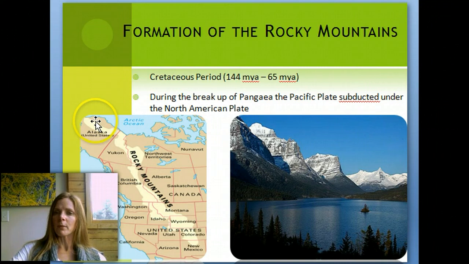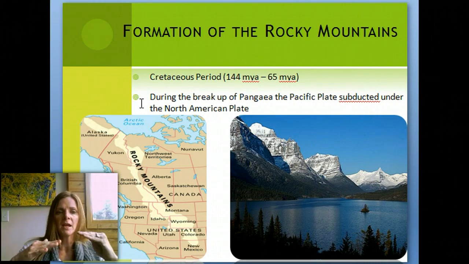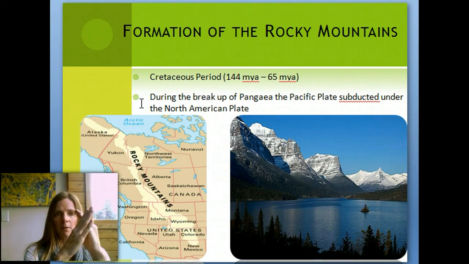So a little bit about the formation of the Rocky Mountains, since we do live here. This is during the Cretaceous period. During the breakup of Pangaea, the Pacific plate subducted, so it goes under this North American plate and causes this kind of lift up in the land. So that's what built up the Rocky Mountains.